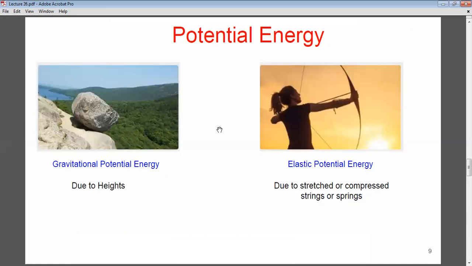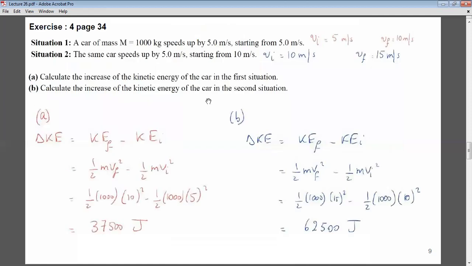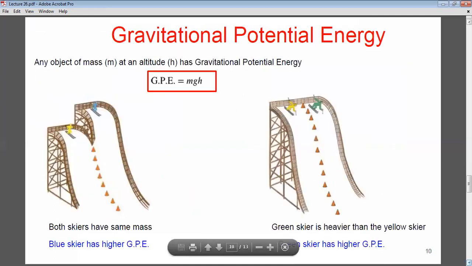Okay, let's do an exercise. This is gravitational potential energy. An object of mass m at an altitude h has gravitational potential energy, like these two skiers. Okay, GPE, you memorize it. It's m, which is the mass, times g, which is the gravity, times h, which is the height.